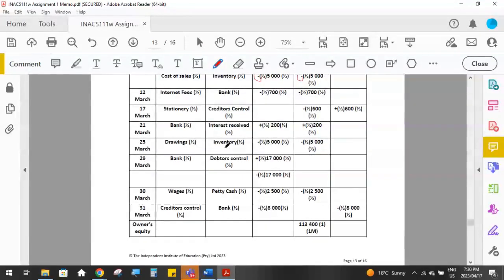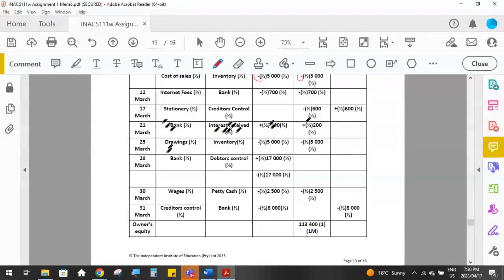Then the bank paid me some interest, so my bank account asset is increasing because I received the interest. My income account, interest received, is increasing because I received income called interest. So my asset bank is increasing and my owner's equity is increasing because I received income.